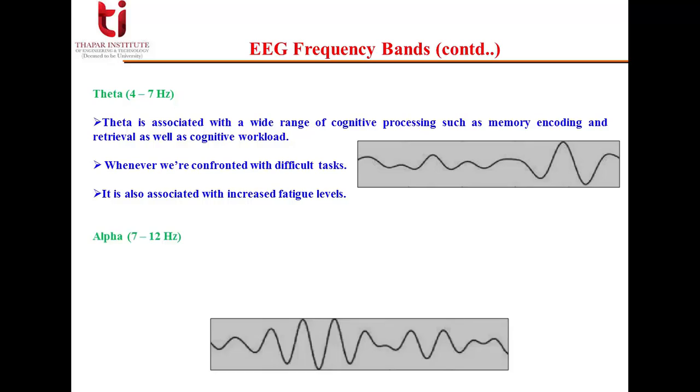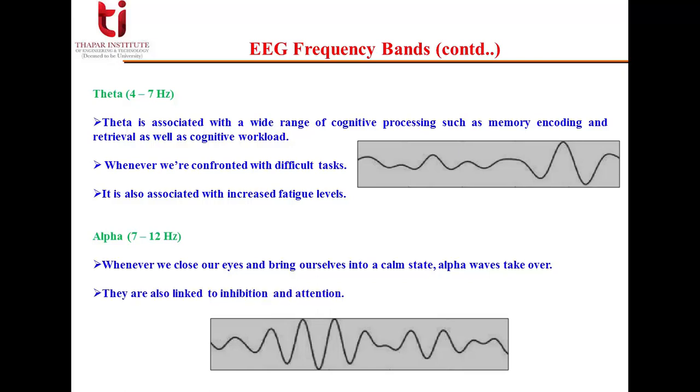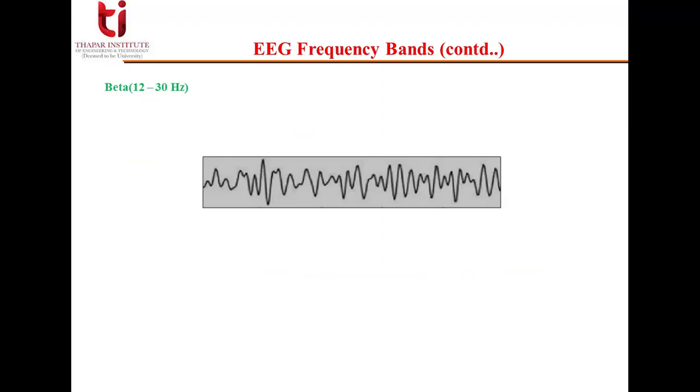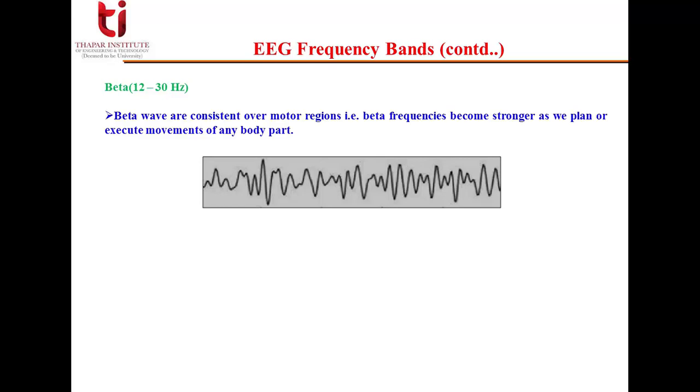Next is the alpha waves that correspond to the band of 7 to 12 Hz. Whenever we close our eyes and bring ourselves into a calm state, alpha waves take over. They are also linked to inhibition and attention. Next is the beta waves that correspond to the region of 12 to 30 Hz. They are consistent for motor regions, that means beta frequencies become stronger as we plan or execute movements of any body part.